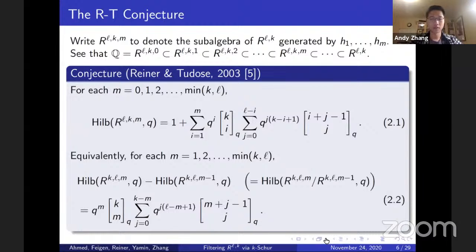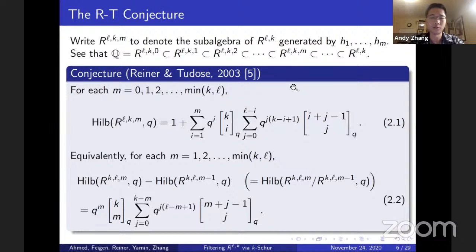So we are interested in studying a very natural family of subalgebras generated by the first m variables, h1 through hm. In particular, we get a filtration of the ring RLK. The subalgebra RLK0 is just the base field Q, and the subalgebra RLK1 contains the subalgebra RLK0, and so on.